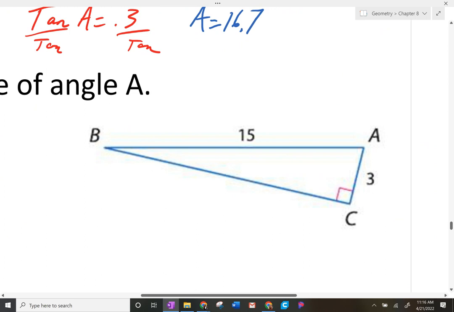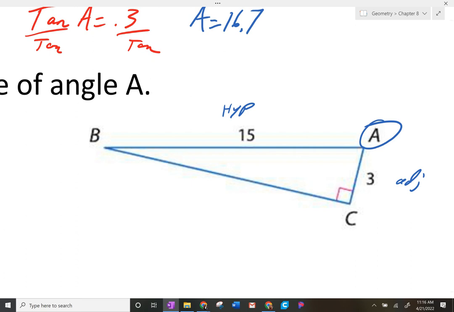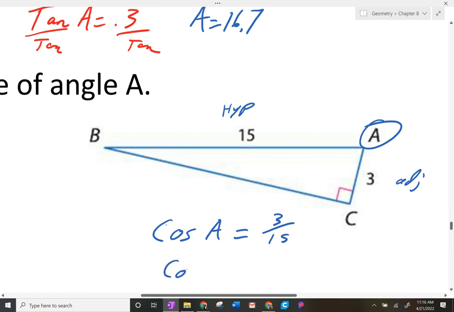Same thing. It wants me to find angle A. So I'm going to go through and identify what I do know. 15 is my hypotenuse. Perfect. 3 is adjacent. Looking at this, which one has the adjacent and the hypotenuse? Cosine. So when I write it, it'll be cosine of A equals my adjacent, which is 3, over my hypotenuse, which is 15. So cosine of A equals 3 divided by 15, which is 0.2.